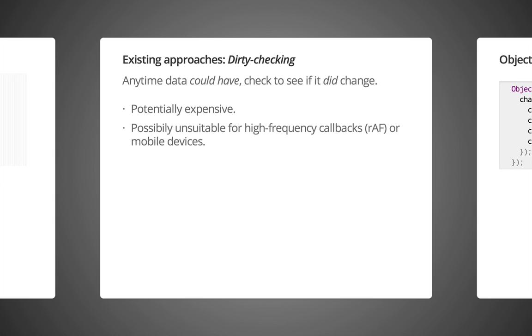So dirty checking is the other approach. We saw it a second ago. The basic idea is that anytime data could have changed, I go check and see if it did change. So the benefit here is that I get to use raw JavaScript data, but the downside is it's potentially very expensive, because it means I might do a lot of dirty checking. It's also kind of hard to dirty check exactly when you need to. There's lots of clever tricks that frameworks use for this, but it's unclear to me that they're ever going to be able to be perfect. So what we'd like is the ability to have the best of both worlds. We want to be able to use raw data objects if we choose to, and we don't want to have to dirty check everything all the time.